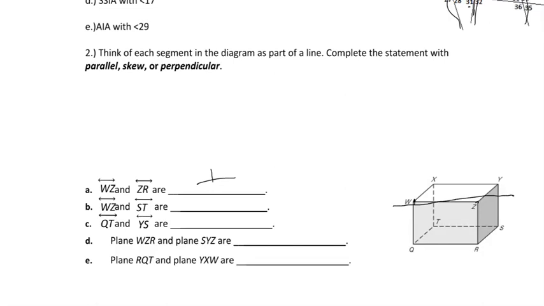WZ and ST. Ooh, those look like they're parallel, right? Because they don't intersect, but they are coplanar. You could have a flat surface that contains both of them. Parallel. How about XT and YS? Ooh, those don't look like they're parallel, but they definitely don't intersect, so they must be skew.